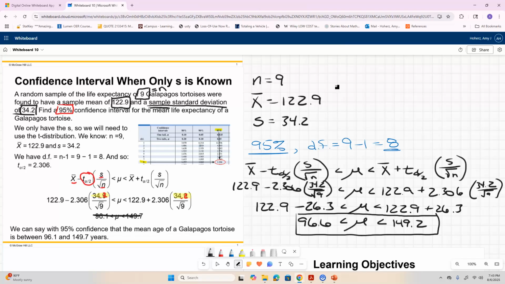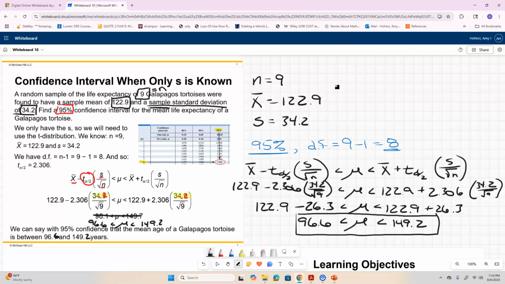So it should be 96.6 to 149.2. And so we are 95% confident that the actual average age, mean age of the tortoises is between 96.6 and 149.2 years.